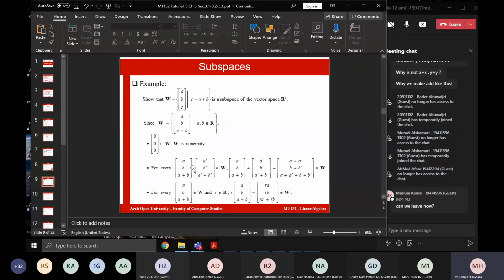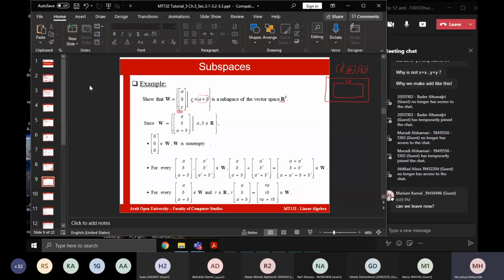Show that W equals the set of (A, B, C) such that C is equal to A plus B is a subspace of the vector space R3. We have the biggest space R3, and we know R3 with the standard way of addition and scalar multiplication is a vector space. Now I took a subset from it, which is W. What do the elements in W look like?